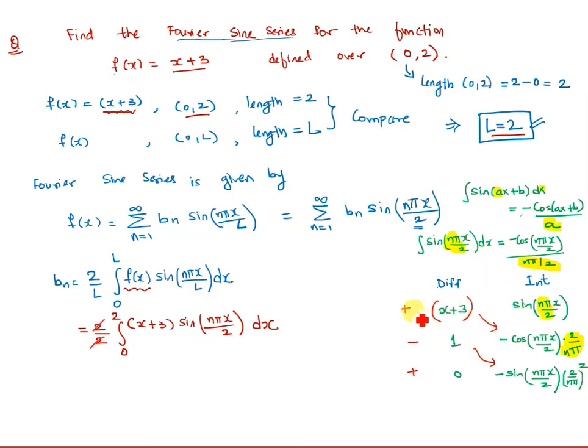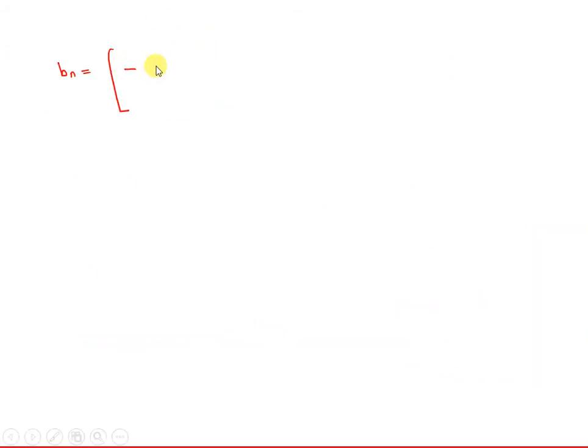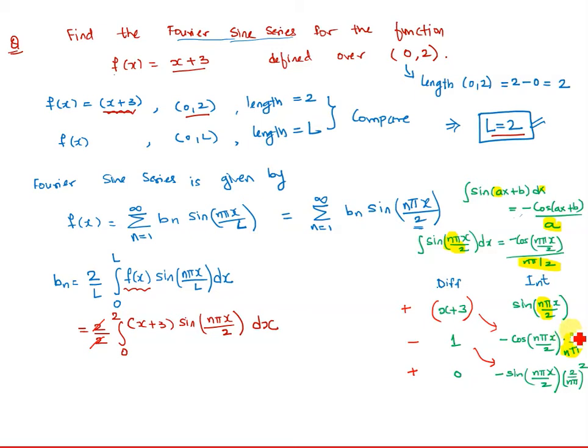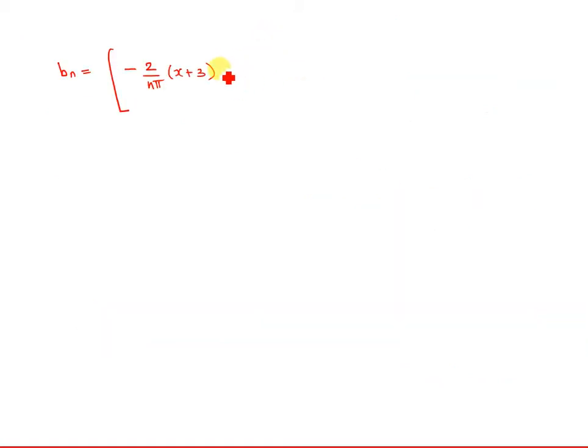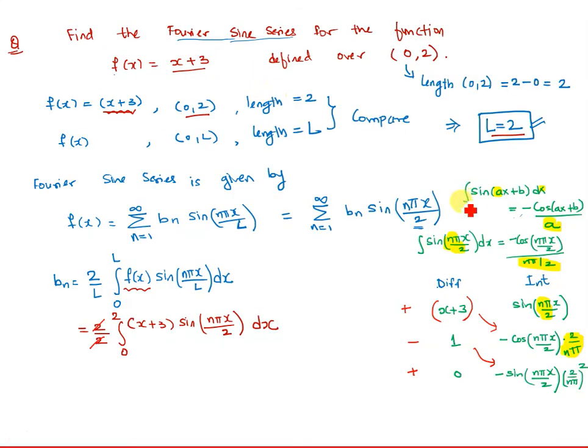Bn is equal to, first term, it is plus, minus gives you minus. Now see, here you have x plus 3 and here you have a number 2 over n pi. So it's always better to write the number in the front. So we can write 2 over n pi, x plus 3, and what was the term? Cosine n pi x over 2. And we can do this because multiplication is commutative, so it doesn't matter if you write a into b or b into a, it will be the same.